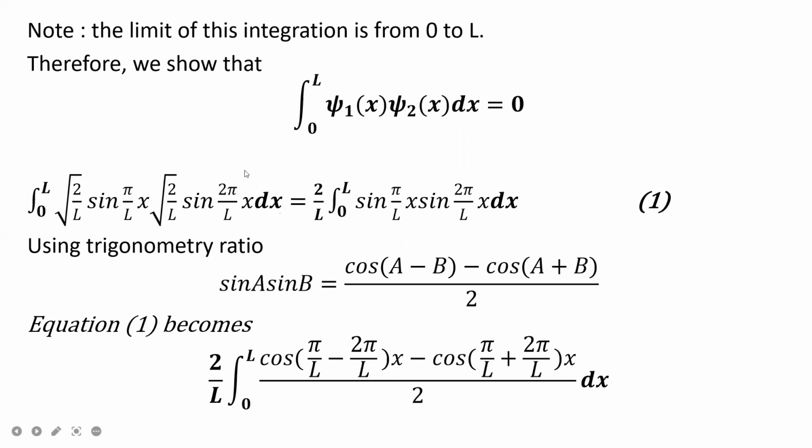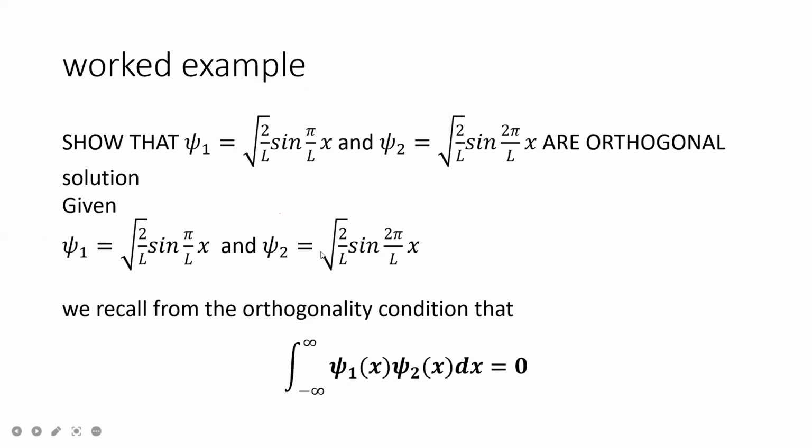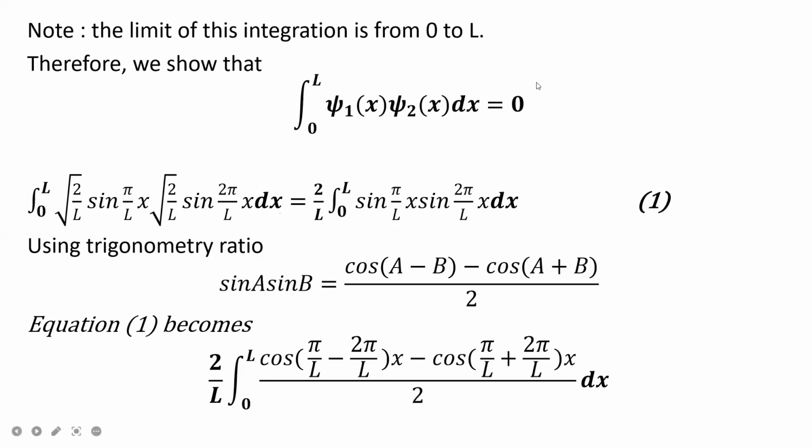Now, on substituting our wave functions, psi 1 of x and psi 2 of x, into this equation here, we have equation 1 as the integral from 0 to L, square root of 2 over L sine pi over L x, square root of 2 over L sine 2 pi over L x dx equals. Now, we see that when we multiply these two constants, we bring the constant out. Square root of 2 over L times square root of 2 over L, we'll have 2 over L, since the square root signs cancel each other. So that we have 2 over L, integral from 0 to L, sine pi over L x, sine 2 pi over L x dx.